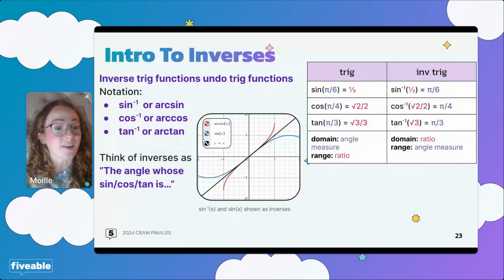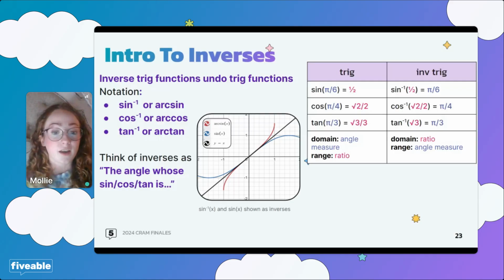So going on to talk about that a little bit more, the inverse of your sine function is going to be written as, you could see, sine to the -1, or more commonly arcsine, especially when you're just speaking. Cosine would be arccosine, and tangent would be arctangent. And you can think of these inverse trig functions as kind of undoing your trig functions.